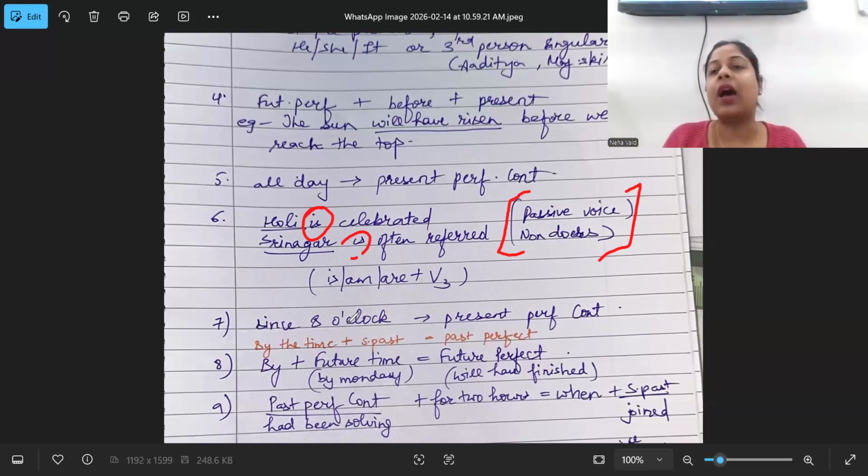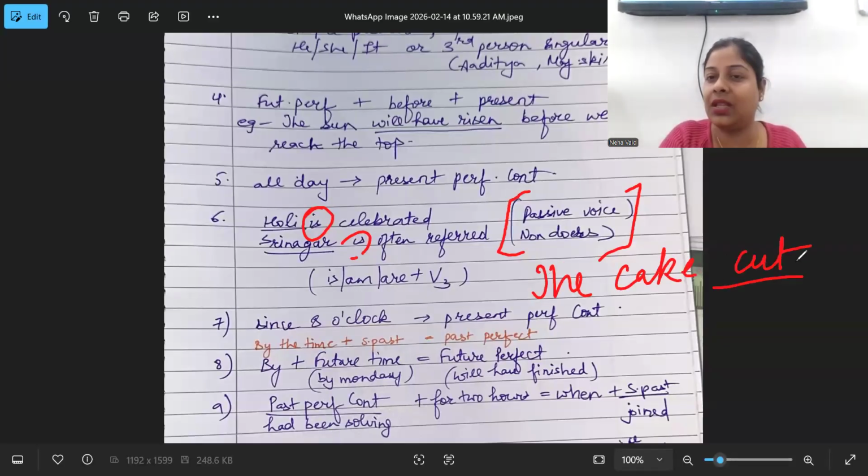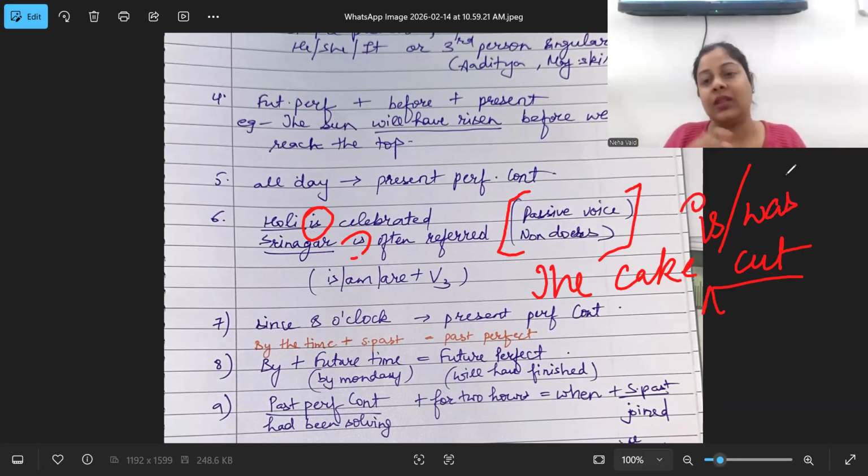So this is, you have to understand the cake cut. If you write down the cake cut, केक ने किसको काटा? पॉसिबल ही नहीं है. So just to correct that, the cake is cut and the cake was cut. केक को काटा गया. That depends on the type of sentence you are having. अभी काटा या पहले काटा.